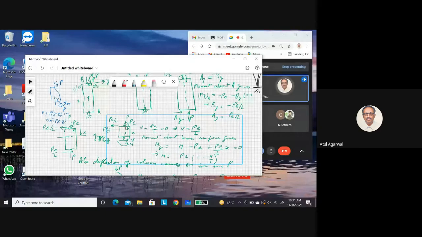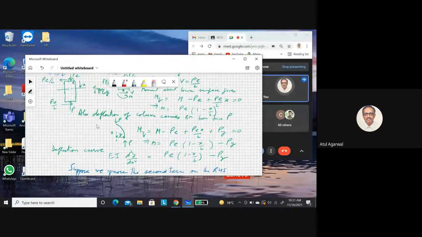First we found the effect of the moment and found the bending moment. Then I said that because the column is getting deflected, it is bending. So now this actual central force P is also causing a bending moment. Can you see that? Yes, sir. So this bending moment will be P into y. So that contribution is here.